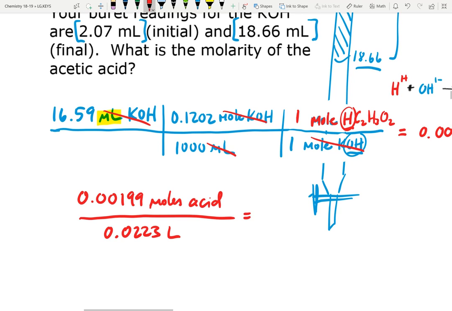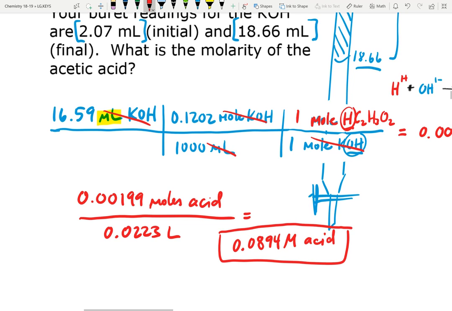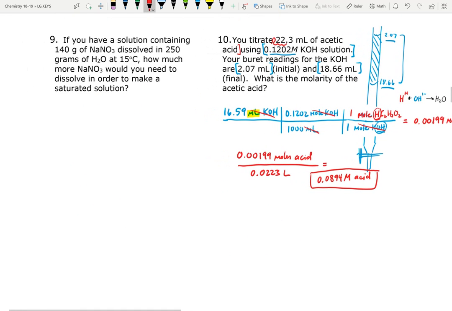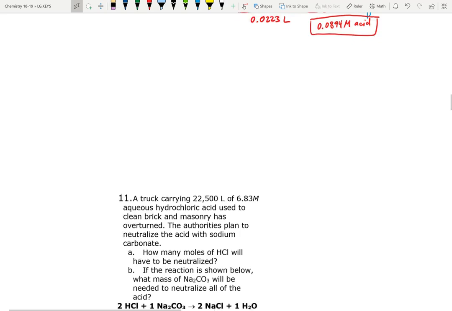And if I punch that in and divide, I'll get the concentration of my acid. I get 0.0894 moles per liter, or just a big M, of our acid solution. And that's a pretty mild acid solution, but works out for this problem. Okay, so that's a titration, number 10, using a story or a situation with a burette that probably looks a lot like the ones that you've already done before.